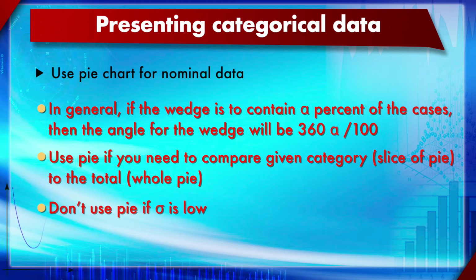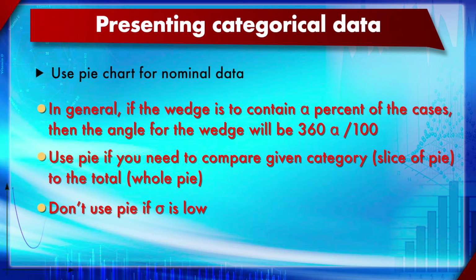In general, if the wedge is to contain a percentage alpha of the cases, then the angle of that wedge will be 360 multiplied by alpha divided by 100. So, that will be the angle of that wedge, and it depends upon the alpha percentage. So, how much would that be?